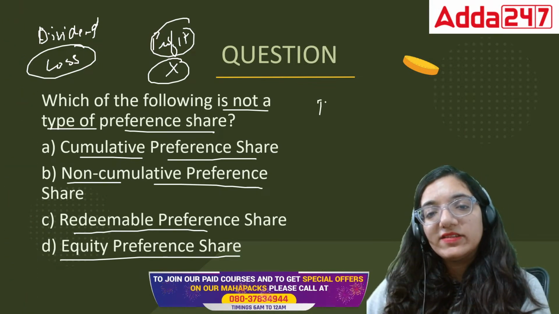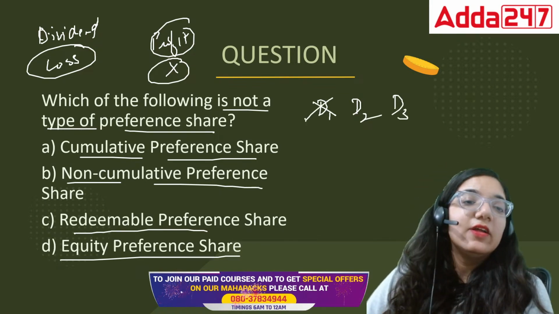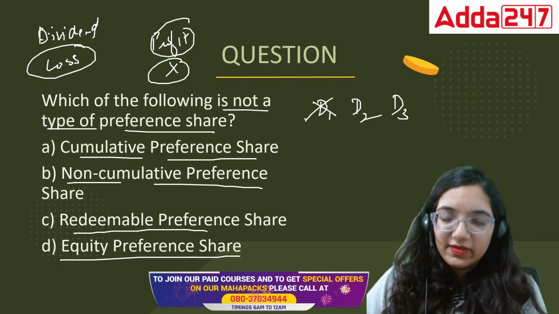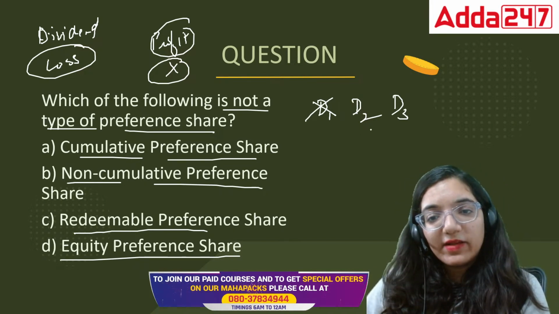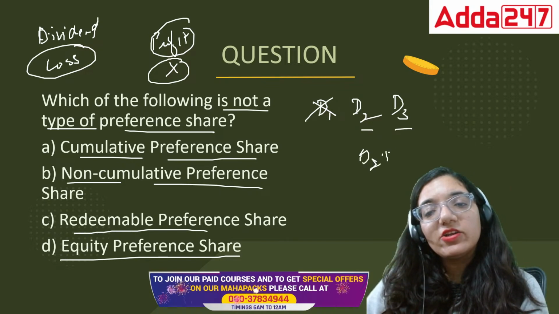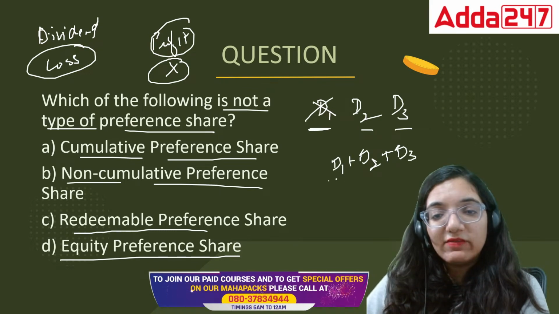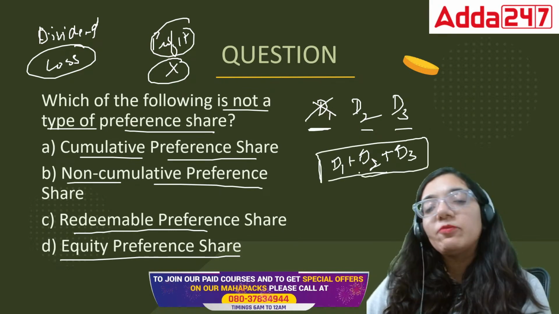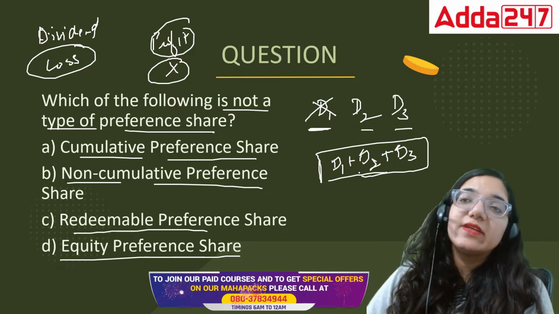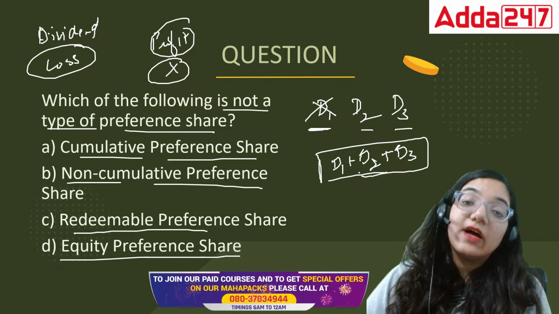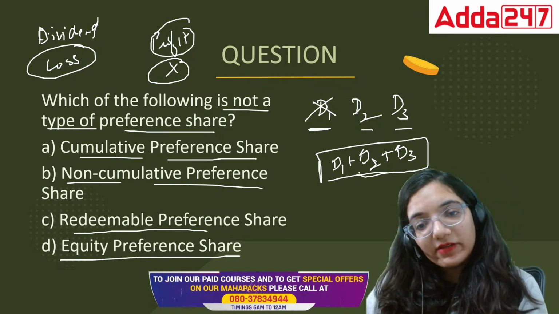So what will happen is D1, D2, D3. For some reason they couldn't give D1. Non-cumulative means you can never be given that amount. If the first year is gone, it's gone. We will pay on D2 and D3 and continue. Second is cumulative: if we are not able to pay D1, we will give you D1 plus D2 plus D3. We'll keep on giving you the money. Not right now, but in the upcoming future, we will give you the dividend for that.